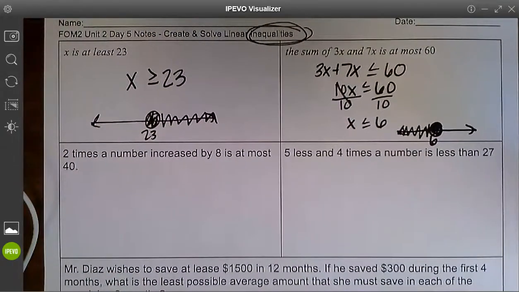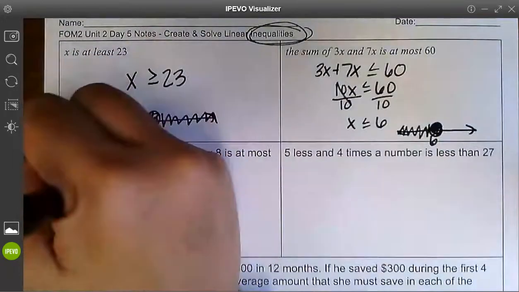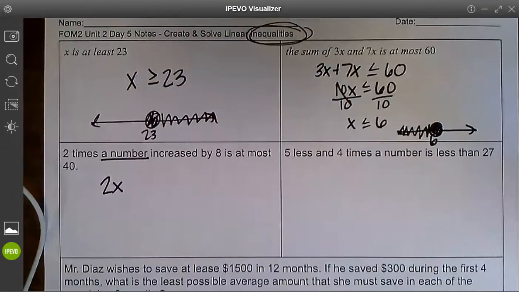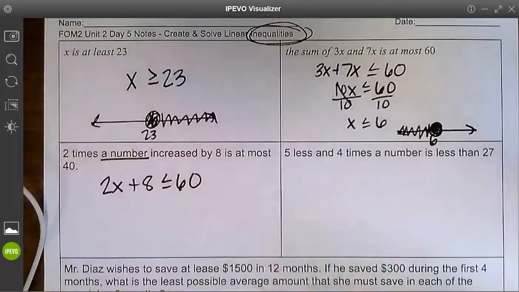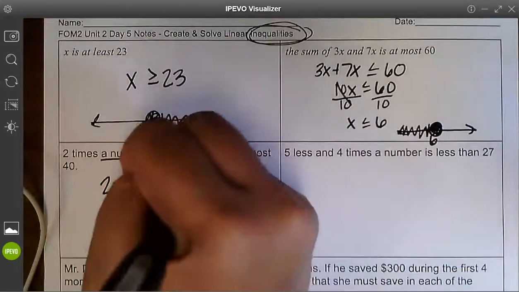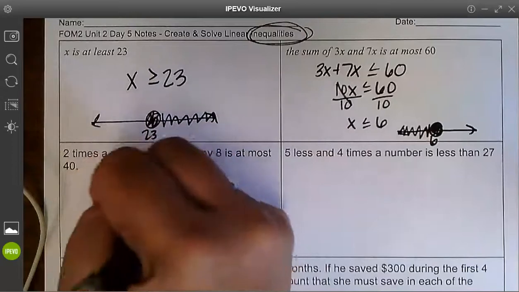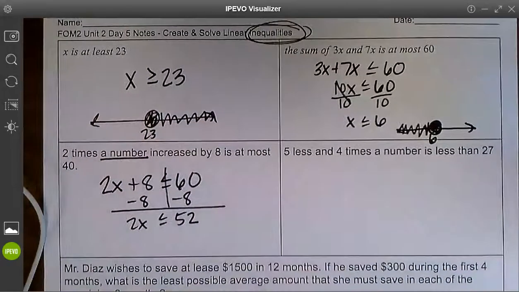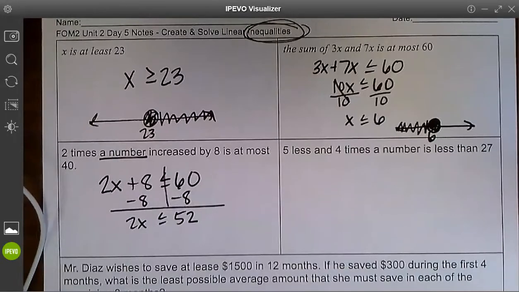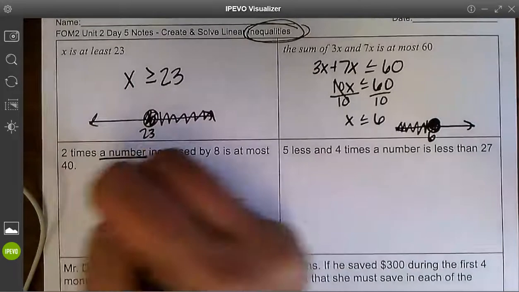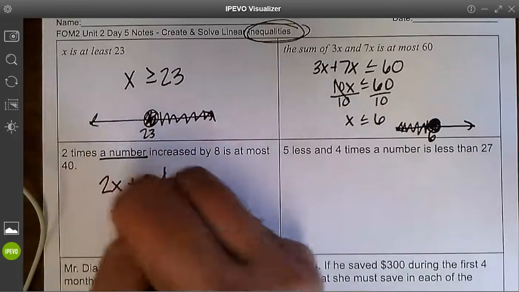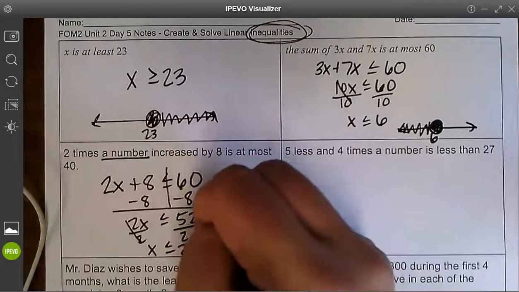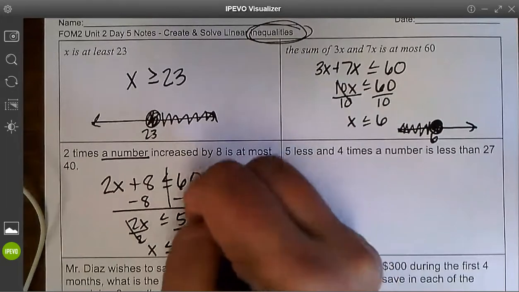2 times a number increased by 8 is at most 40. 2 times a number, anytime it says a number, that's your variable. So 2 times a number, 2x, increased by 8 means I'm adding 8, is at most 60. At most means that's the highest it can be, so it has to be less than or equal to 60. I'm going to go ahead and solve this. Subtract 8 from both sides. You get 2x is less than or equal to 52. Divide both sides by 2, and you get x is less than or equal to 26. Less than or equal to is a filled-in circle, shade to the left.